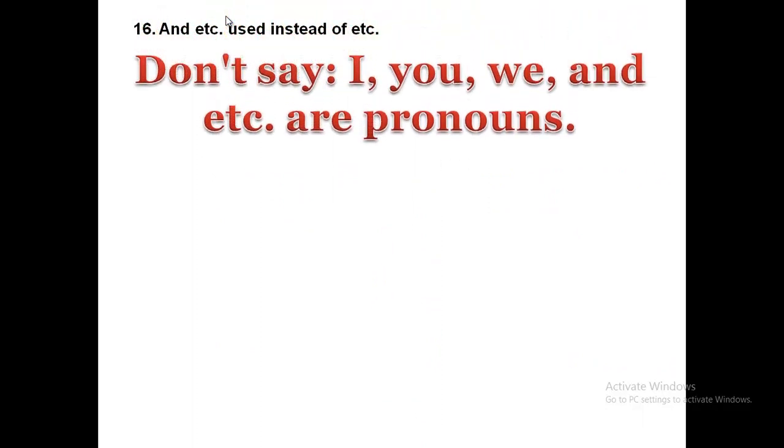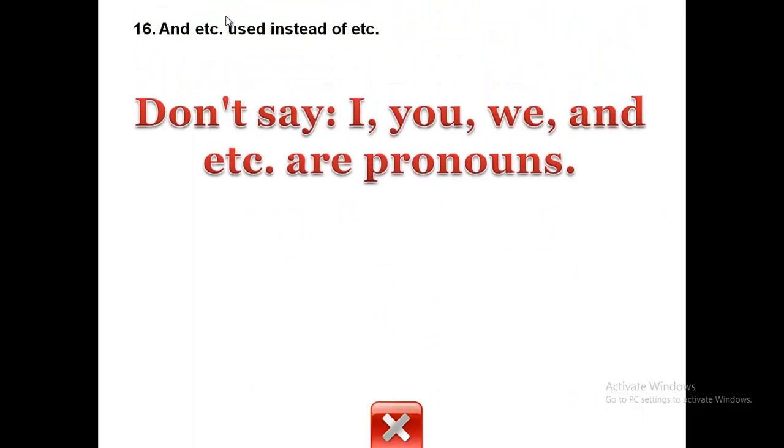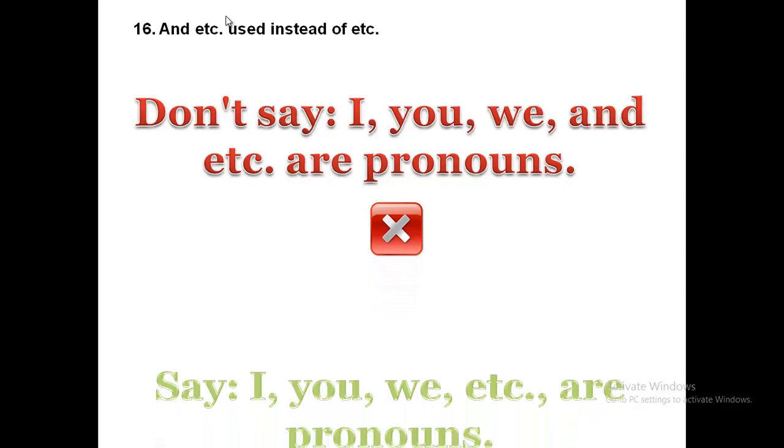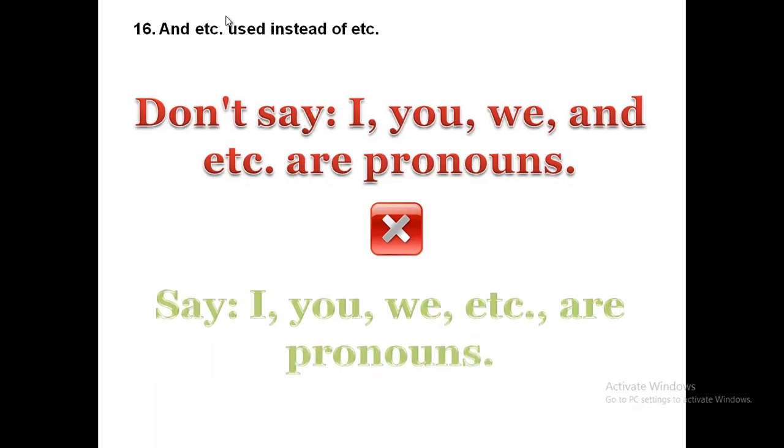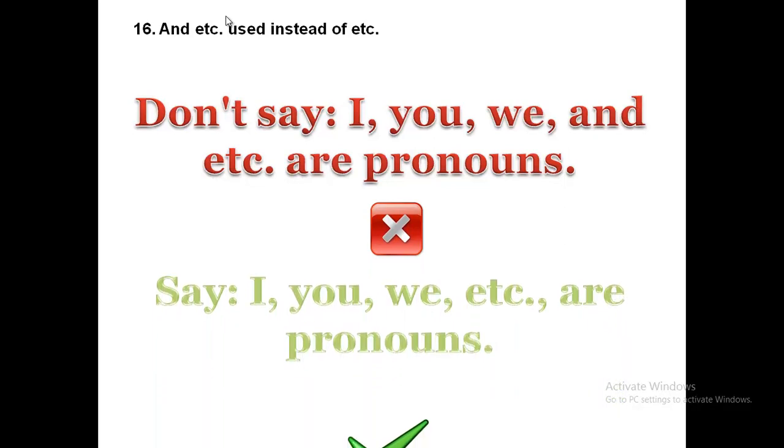And etc. used instead of etc. For example, do not say I, you, we, and etc. are pronouns. When you're planning to use etc., just omit and. Say I, you, we, etc. are pronouns.